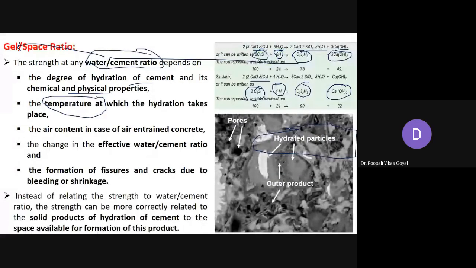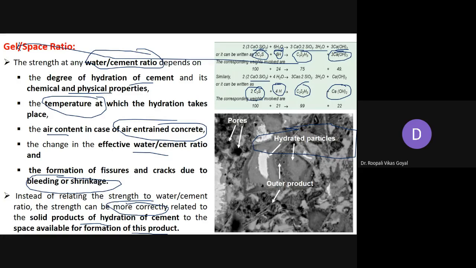Okay. So air content in case of air entrained concrete, how much air is there, the change in the effective water cement ratio, and the formation of fissures and cracks due to bleeding or shrinkage. So this may also take place, bleeding and shrinkage. So basically, instead of relating strength to the water cement ratio directly, the strength can more correctly be correlated with the solid product of hydration of cement to the space available for the formation of this product. And that is a very important thing.